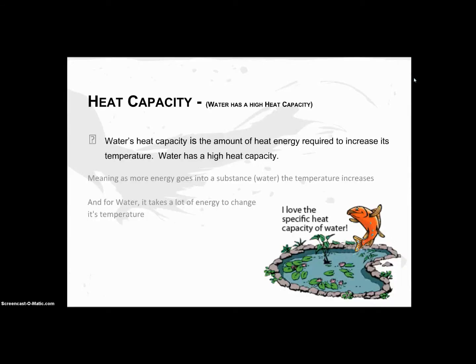Heat capacity is defined as the amount of heat energy required to increase the temperature of a substance. Water, in fact, has a very high heat capacity. What all this means is that as more energy goes into a substance, the temperature will increase. And for water, it takes a lot of energy to change its temperature.